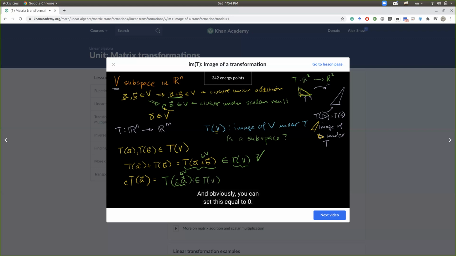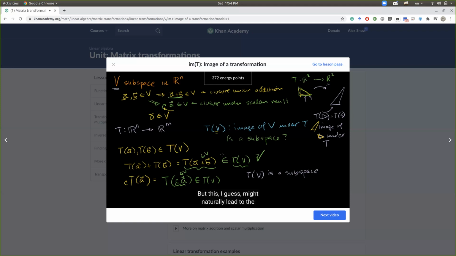And obviously, you can set this scalar equal to 0. The 0 vector is a member of V, so if you just put a 0 here, you'll get the 0 vector. I don't care what this is, if you multiply it times 0, you're going to get the 0 vector. So the 0 vector is definitely also a member of T of V. So we come to the result that the image of V under T is a subspace, which is a useful result that we'll be able to use later on.